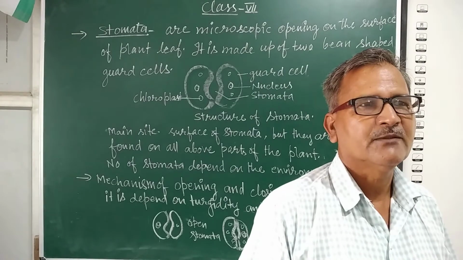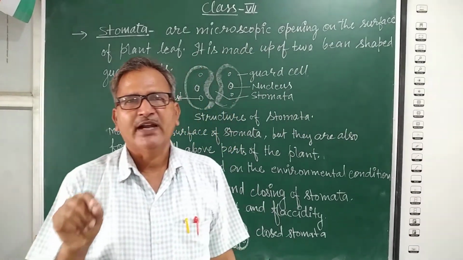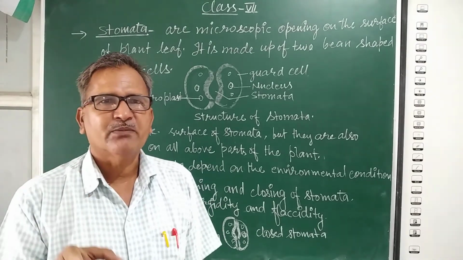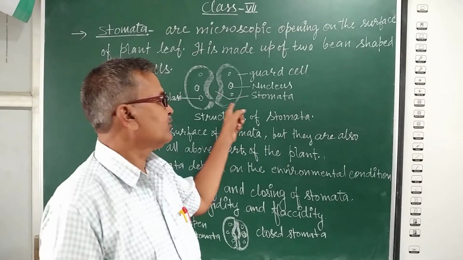During photosynthesis, carbon dioxide is required as a raw material. That carbon dioxide comes from the atmosphere, absorbed by this stomata.